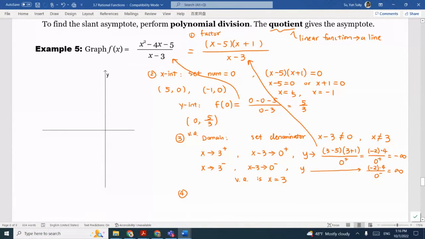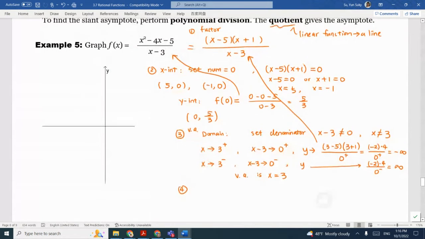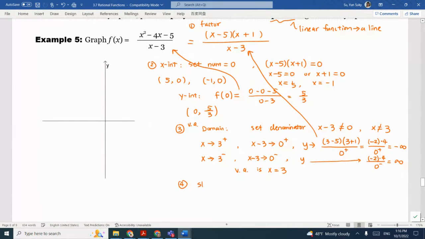And then the fourth one. Usually what we do is find the horizontal asymptote. But do you see what's the degree of the numerator? 2. Degree of the denominator? 1. So the numerator's degree is 1 bigger than the denominator's, right? So we do not have a horizontal asymptote. We have a slant asymptote. So we use synthetic division.